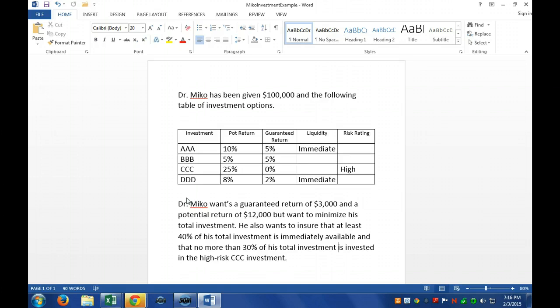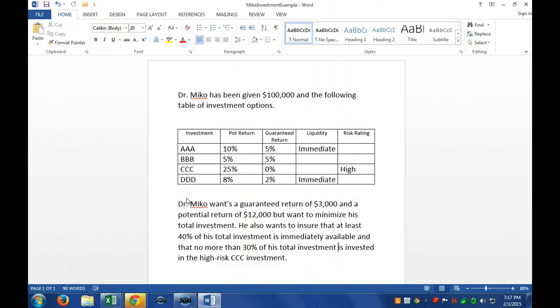What am I trying to maximize or minimize here? I'm trying to minimize my total investment. I don't want to invest that much. I want to keep as much as I can, and I don't want to put it all in. But I know I want to meet these things. So I'm trying to minimize my total investment, and my total investment is AAA plus BBB plus CCC plus DDD. We've done that. We know that.